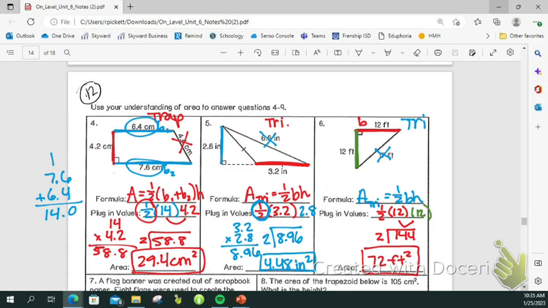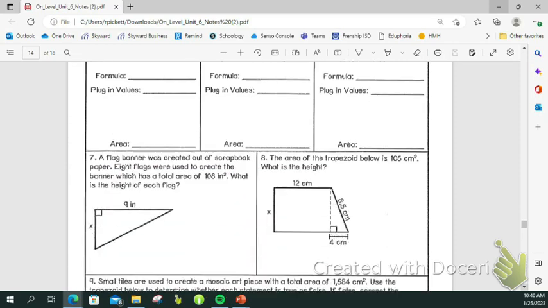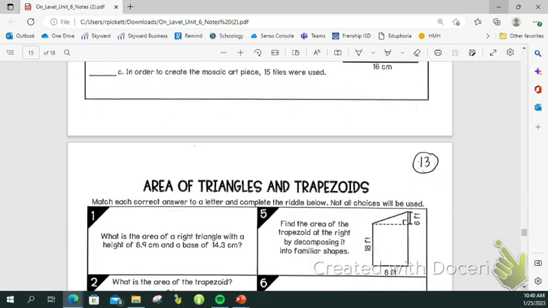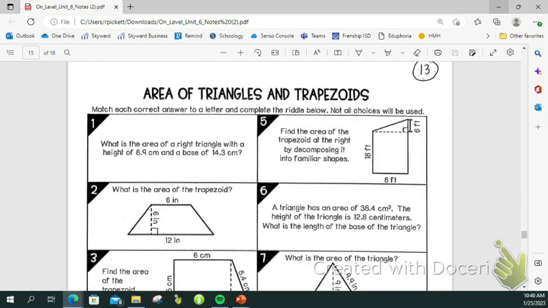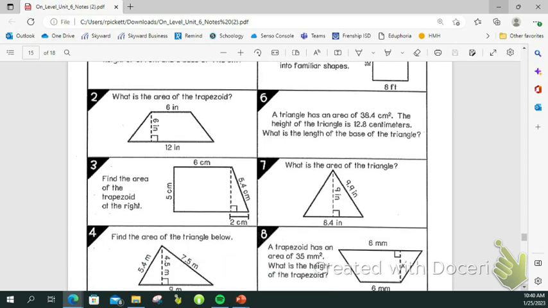So what you guys are going to do now is go ahead and turn to page 13. We're going to skip the rest of this page for now. And you guys are going to solve these questions except for number 6 and 8. You can go ahead and skip 6 and 8. So cross those out. Don't do 6 and don't do 8. But go ahead and do the rest of the questions with your table group.